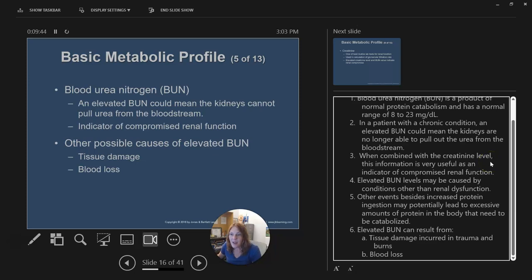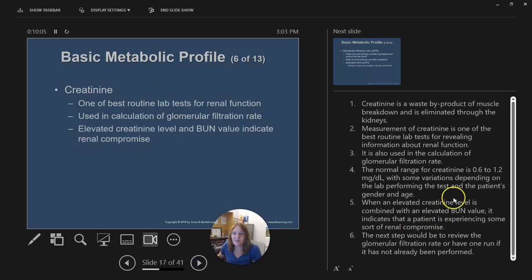Elevated BUN levels may be caused by conditions other than renal dysfunction. Other events besides increased protein ingestion may potentially lead to excessive amounts of protein in the body that need to be catabolized. Elevated BUN can result from tissue damage that happened with trauma or even burns, or could also come because of blood loss.